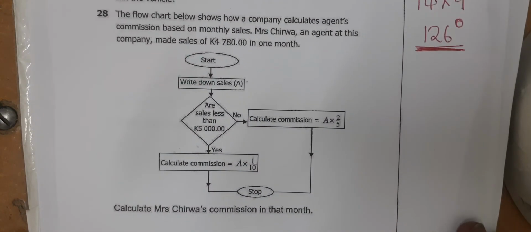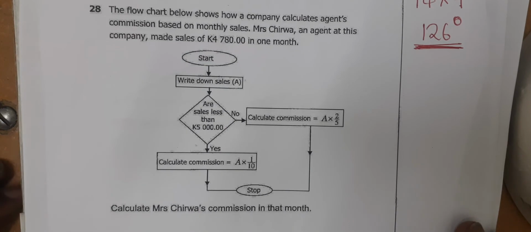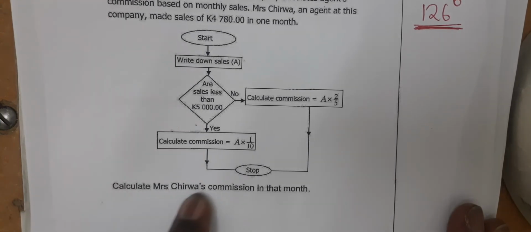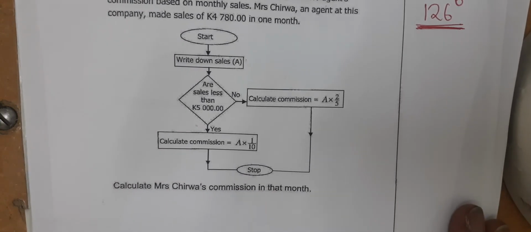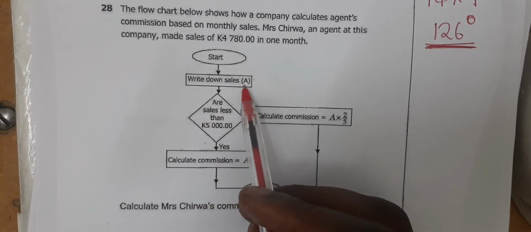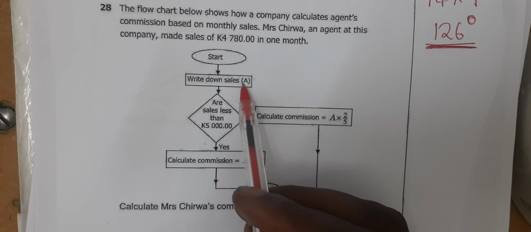Then we have a flowchart here. The flowchart below shows how a company calculates agent's commission based on monthly sales. Mrs. Chirwa, an agent at this company, made sales of 4,780 kwacha in 1 month. Then calculate Mrs. Chirwa's commission in this month. Okay, so now we are starting. Write down the sales.